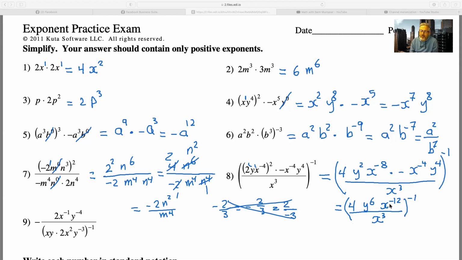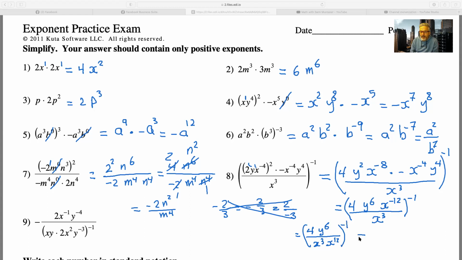There are so many methods to do this, and one of them is what I like doing all the time. I bring the x to the negative 12 to the bottom and make the negative 12 positive, because as I said, if you have a negative exponent, you want to make it positive. If it's on top, you bring it to the bottom and make the exponent positive. If x to the negative 12 was on the bottom, you just bring it to the top and make it x to the 12. So here we go. We have 4 y to the 6 all over x cubed and x to the 12 to the power of negative 1.